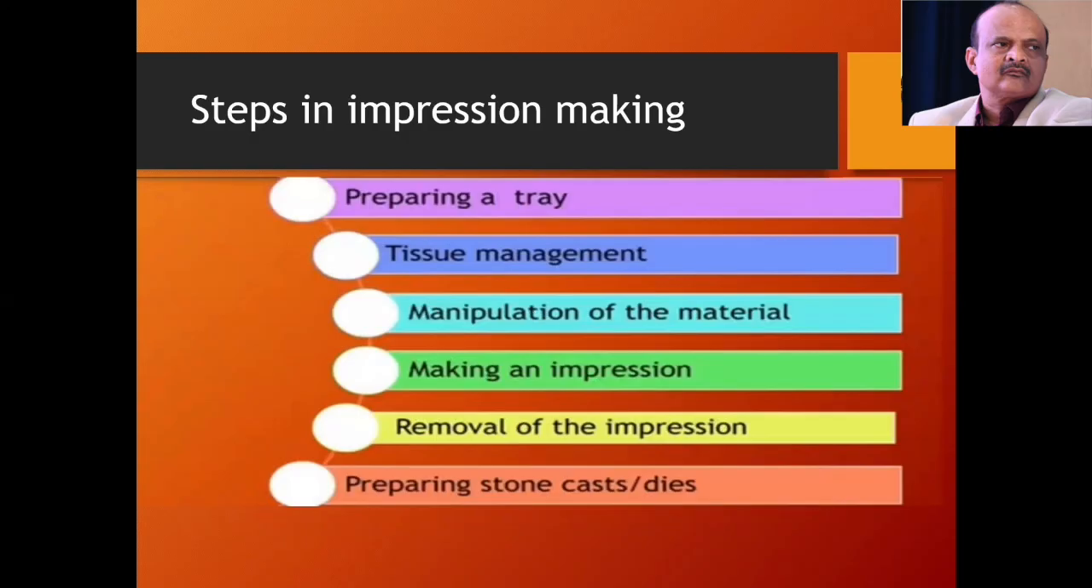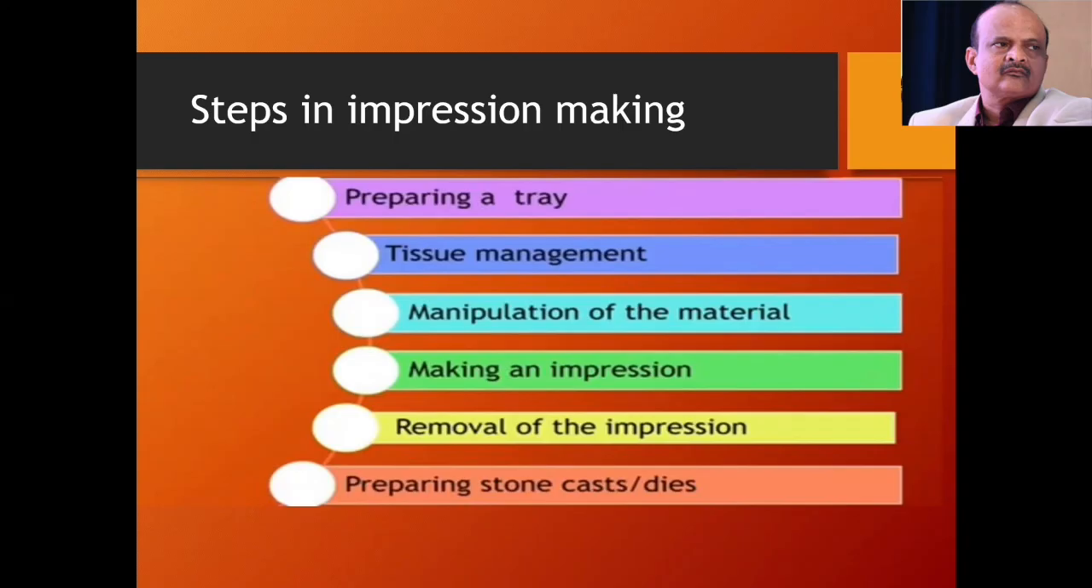The steps in impression making: first is the preparation of a tray. Whether it is a custom tray or a stock tray, we should select a tray of appropriate size, and appropriate space should be available for the material to be accommodated. The tray should cover all the desired areas of interest, and it should not impinge on any frenum. And tissue management, which is a very important step: soft tissue management, retraction of the gingiva, and achieving a hemostatic and fluid-free atmosphere for proper recording of the margin geometry.